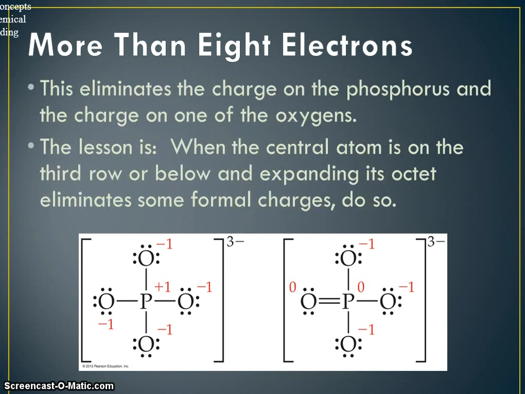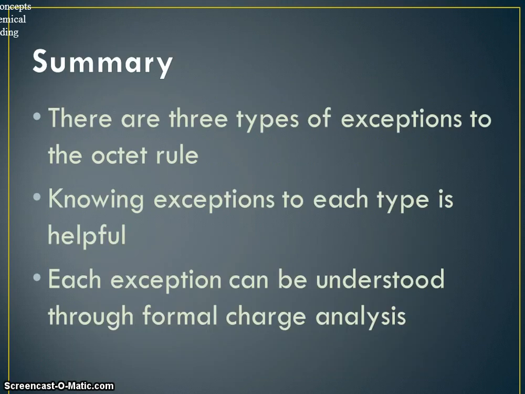Pause a moment, take these notes, and then we'll continue. So in summary, there are 3 types of exceptions to the octet rule. Can you name them? Hopefully you came up with odd number of valence electrons, less than an octet, and hypervalent, which means more than an octet. You should know some examples of each type.